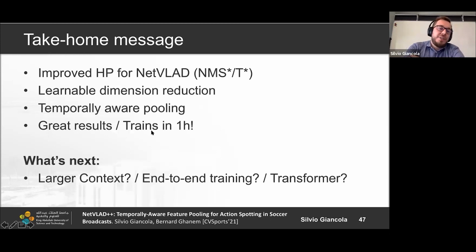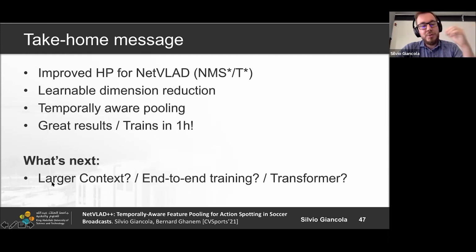So basically, the take-home message of that specific submission is, first of all, we improved the hyperparameters for NetVLAD. We have better performances with a better NMS and a better temporal window. We introduced a learnable dimensionality reduction that boosted the performances a little bit, which brings the concept that fine-tuning the features for the scope of soccer would actually be great. We introduced a temporally aware pooling. We got some great results. It trains in 1 hour. So actually, I will go back to my training and see what type of results I get.